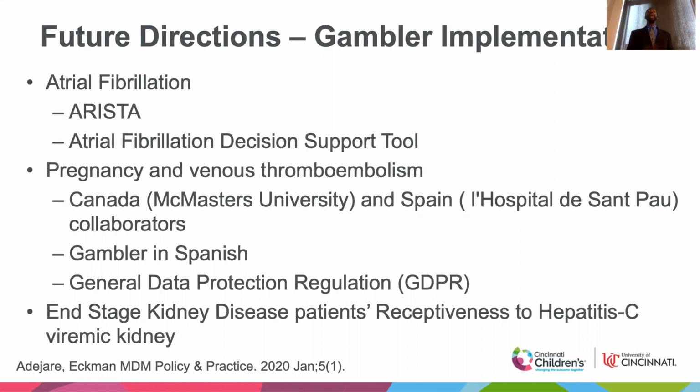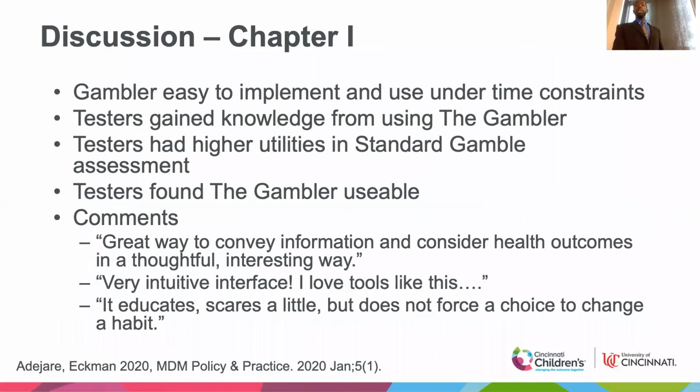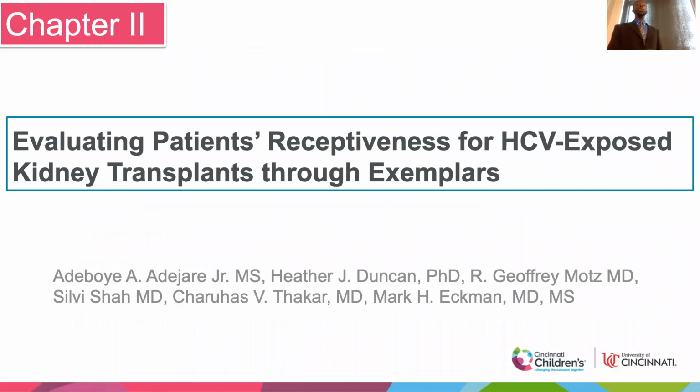But we're going to bring it back domestically, but this time look into vulnerable populations with end-stage kidney disease patients and see how receptive they are to a different type of kidney transplant, one with a hepatitis C viremic kidney. So let's look into that, evaluating patients' receptiveness for HCV-exposed kidney transplants through the Exemplar.